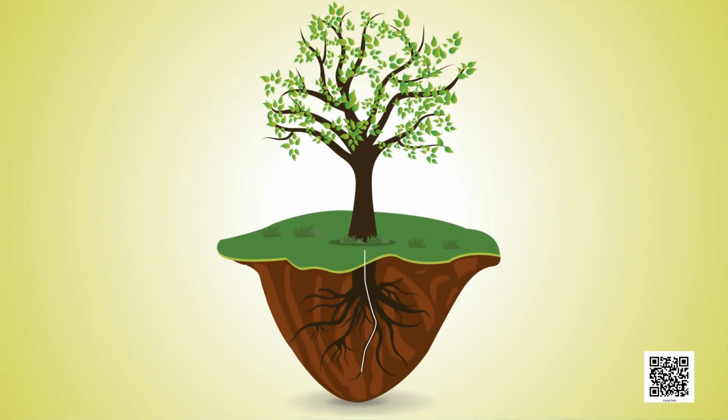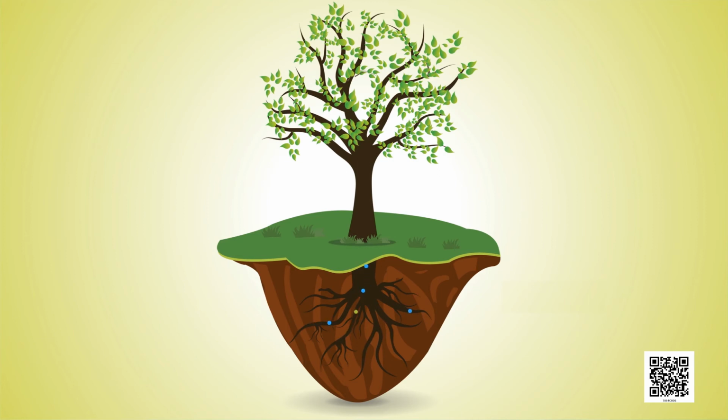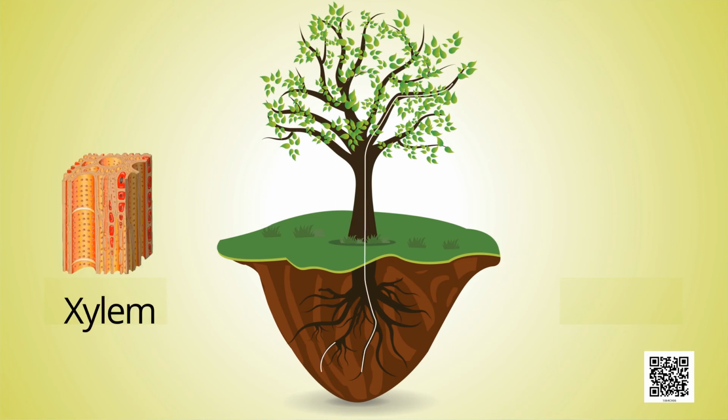Plants have pipe-like vessels to transport water and nutrients from the soil. The vessels are made of special cells, forming the vascular tissue. A tissue is a group of cells that perform a specialized function in an organism. The vascular tissue for the transport of water and nutrients in the plant is called the xylem.